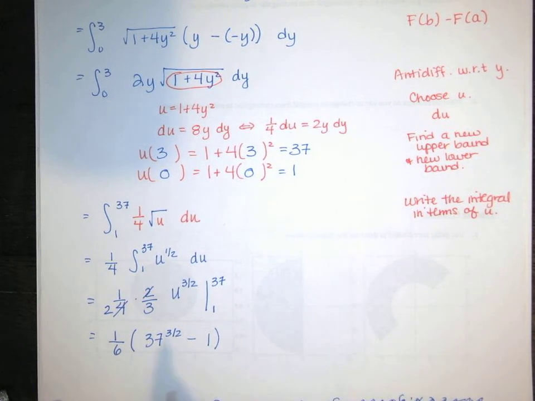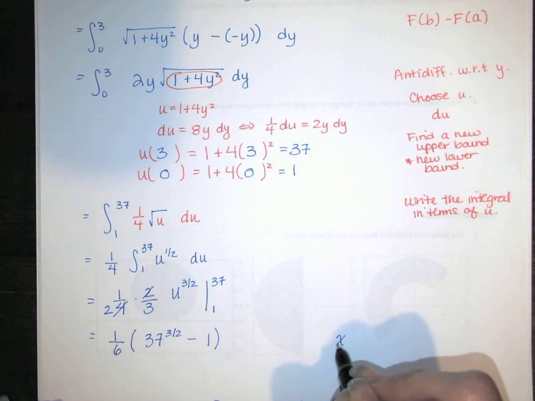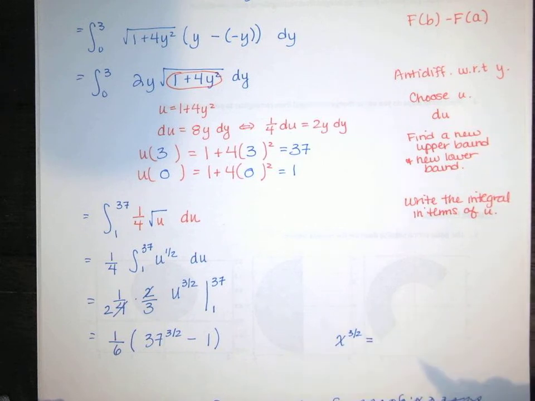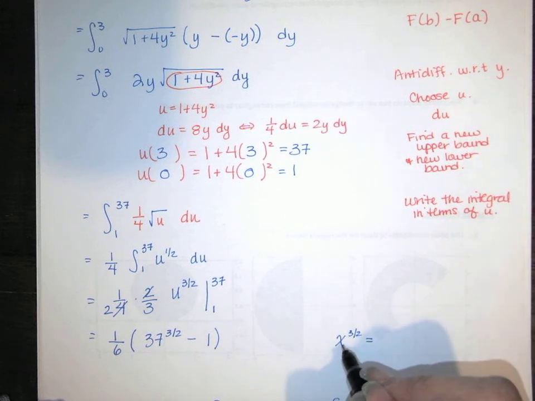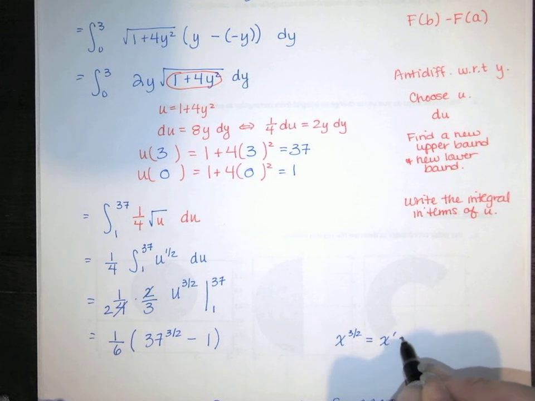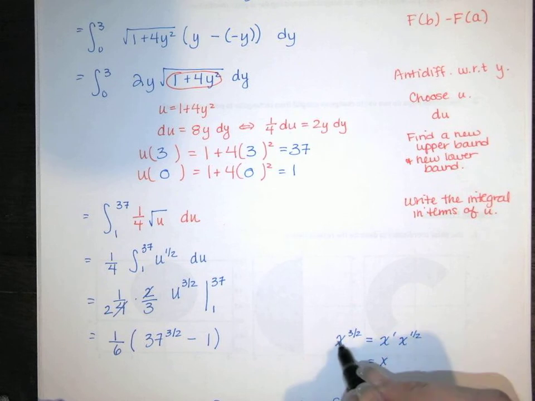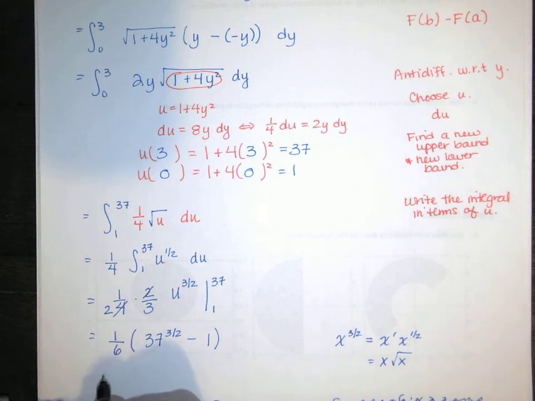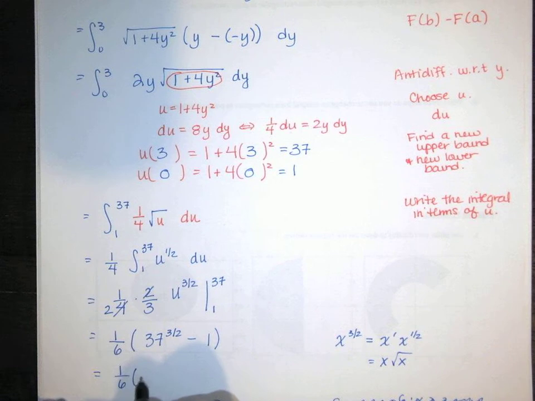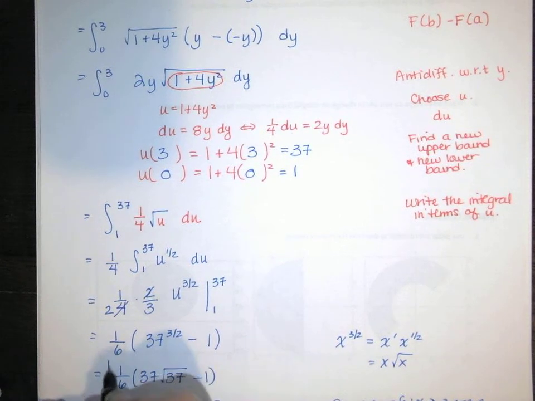Now this can be simplified a little bit further, using this fact: x to the 3/2 is the same as x to the first times x to the 1/2, because 1 plus 1/2 is 3/2. So whenever I see this, especially if it's a number, I often think of it that way. So this is really 1/6 times 37 times the square root of 37 minus 1.